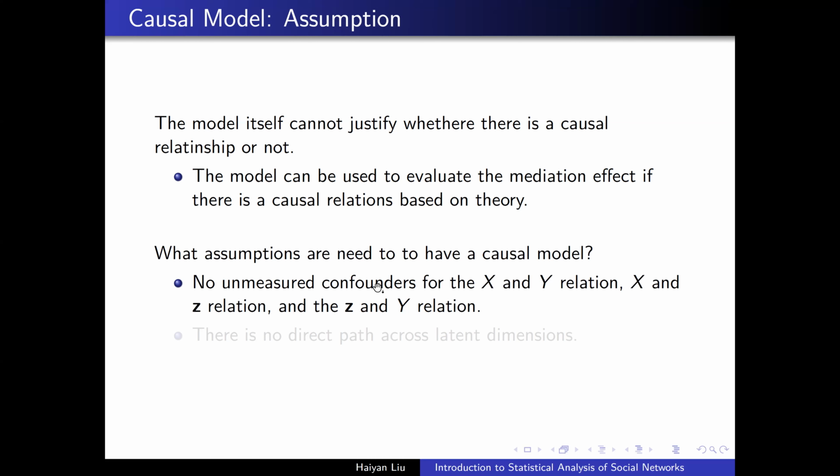Now, in the network mediation model, we have more than one mediator, because we have d-dimensional latent positions involved in the mediation path. So we actually have d mediators. Therefore, we need one additional assumption: there is no direct path across latent dimensions. So those are the assumptions needed to make it a causal network mediation model.